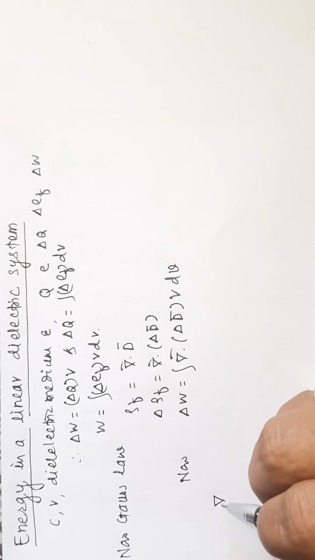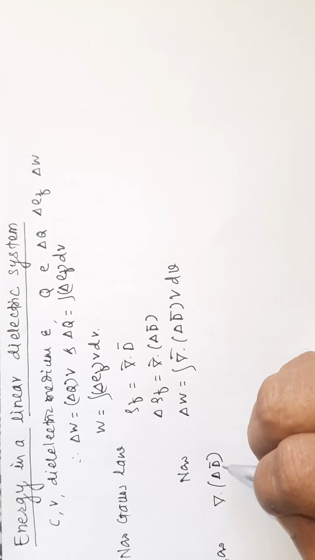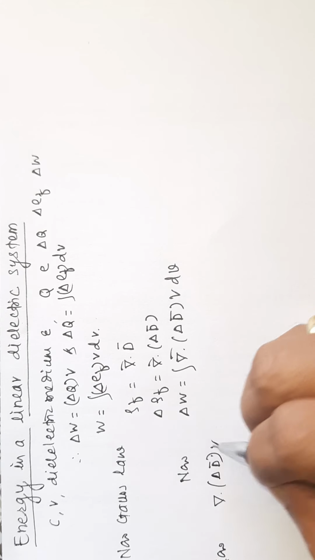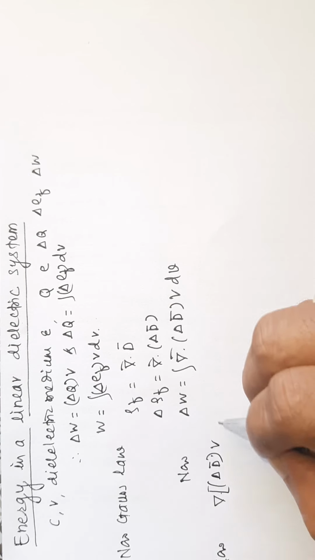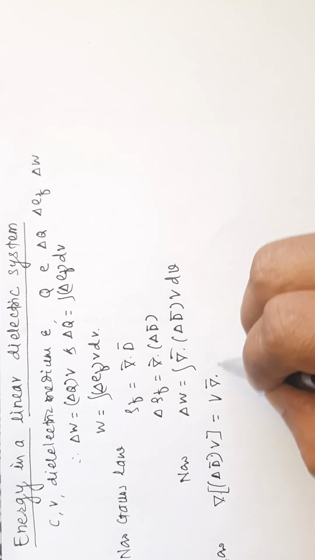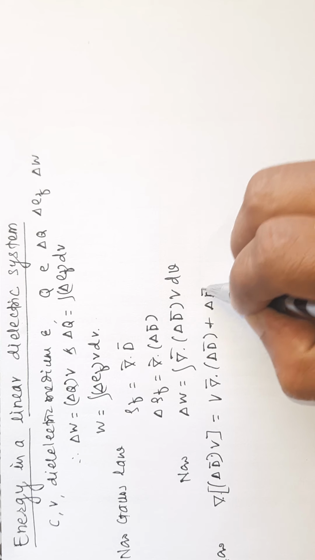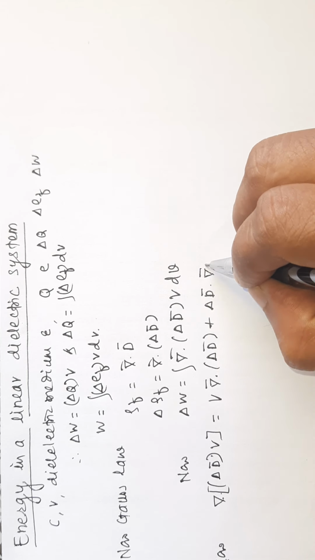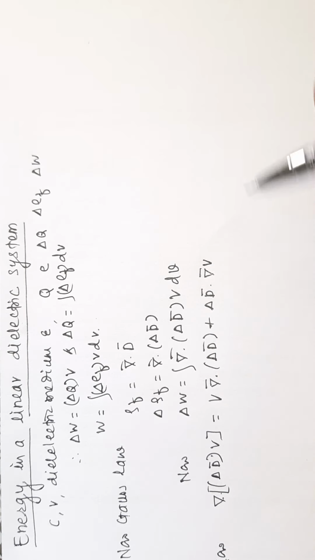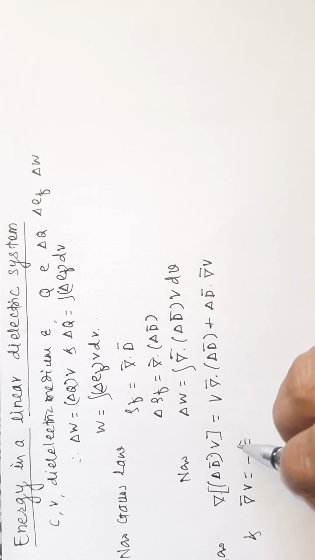So del dot of V times delta D is equal to V times del dot of delta D, plus delta D multiplied by del V. And we know that minus del V is nothing but the electric field E bar.